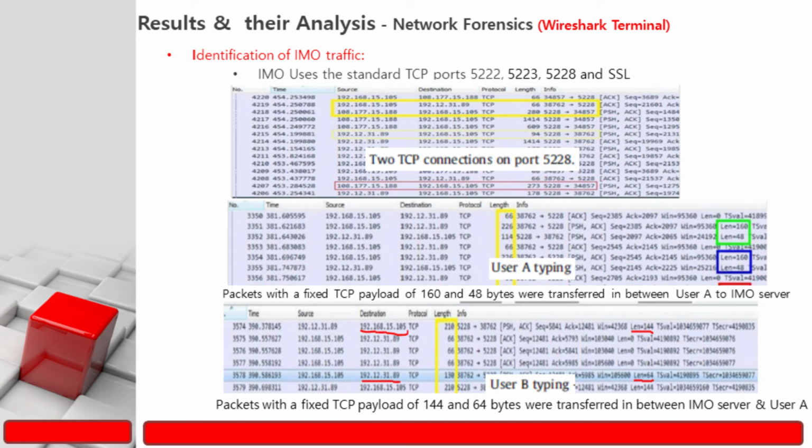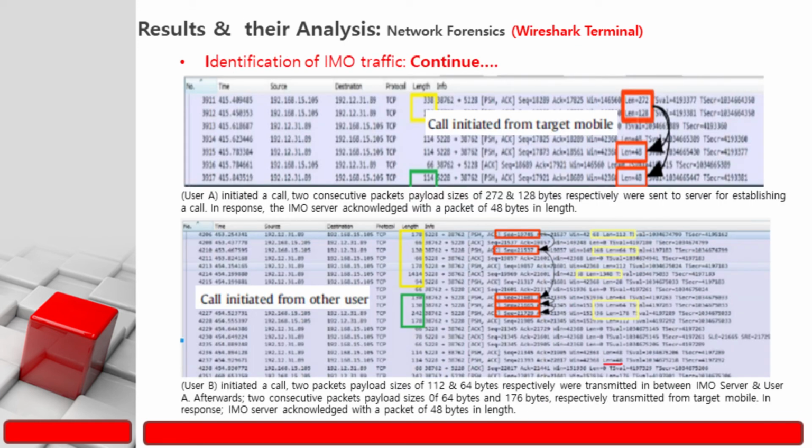Here in the second picture, when user A is typing, a packet with a fixed TCP payload of 160 and 48 bytes is transferred from user A to the IMO server. Similarly, when user B is typing something, a payload of 144 and 64 bytes is transmitted between the IMO server and user A. Again, in this slide, the network forensic results and analysis continue.